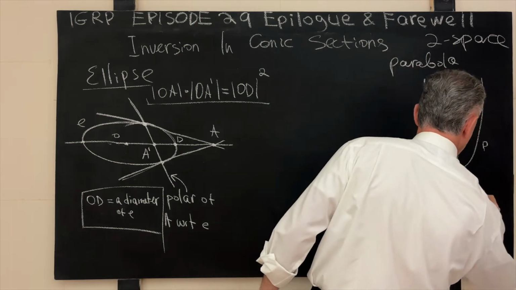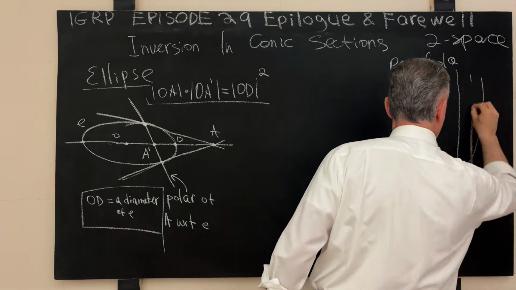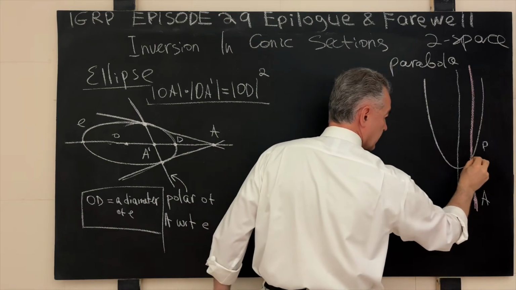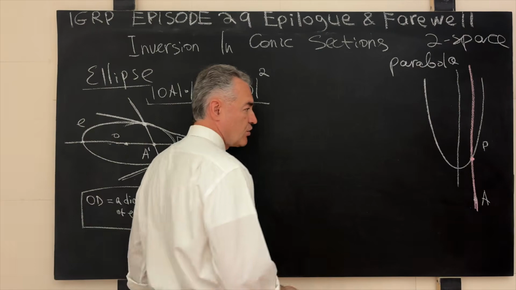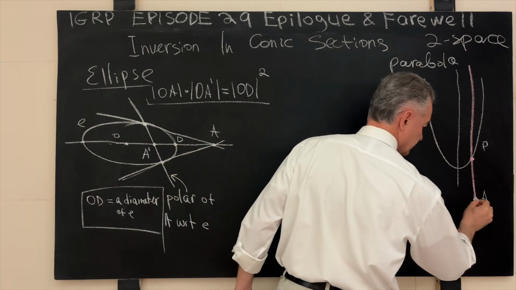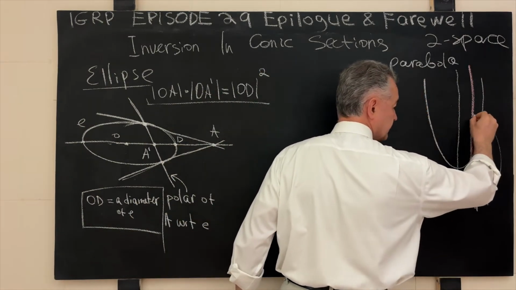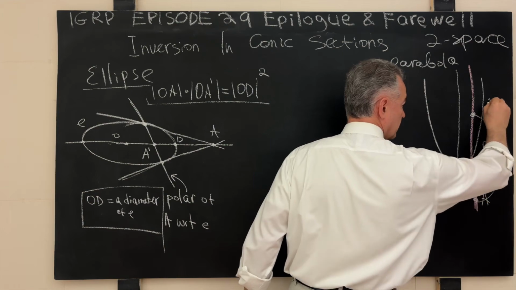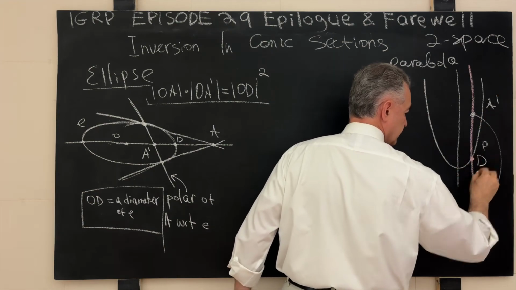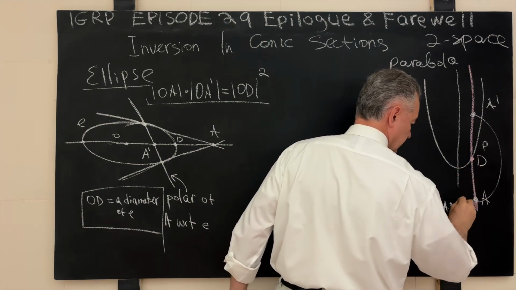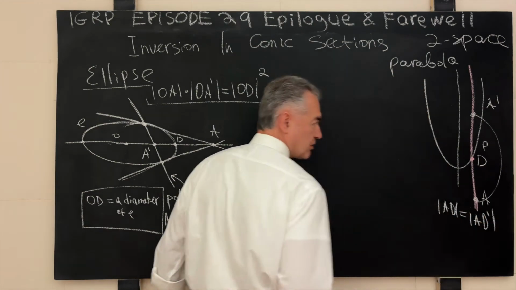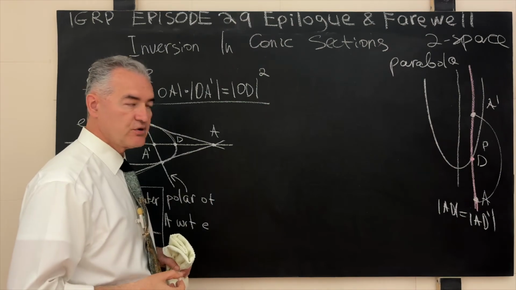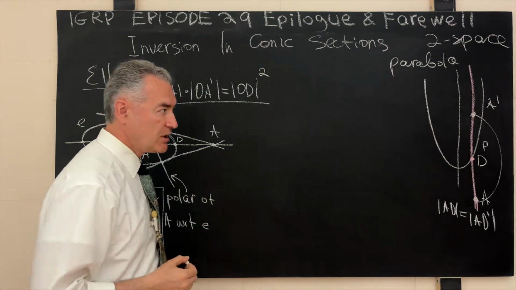Now it goes like this. Let's see if I can do it. Let's see, this way. And then Apollonius of Perga, let's say about 2,000 years ago, actually proved that if we reflect this point like this into point A prime, such that the distance AD is equal to the distance A prime D, then we just inverted the plane in the parabola.